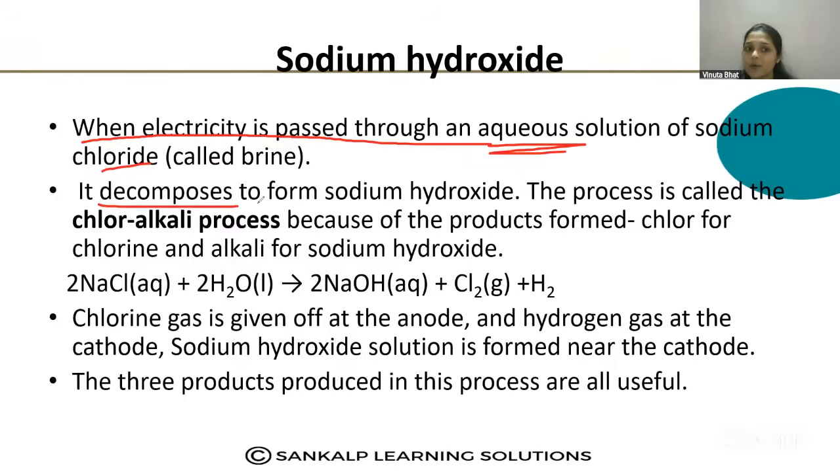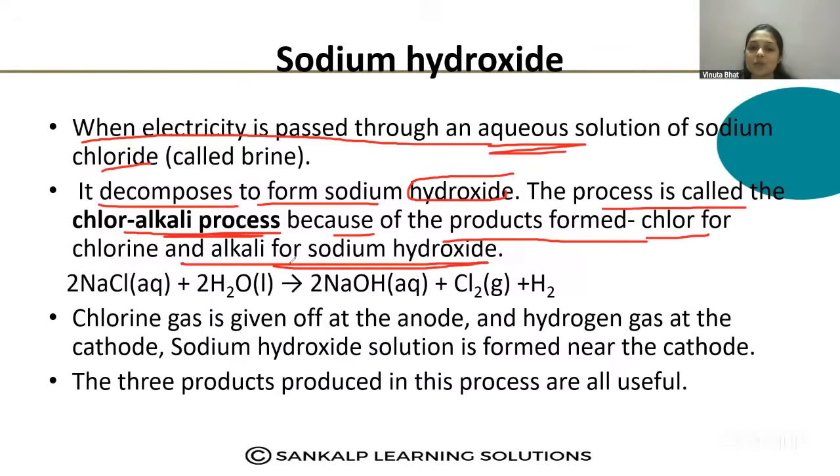It decomposes to form sodium hydroxide, and this process is called the chlor-alkali process because of the products formed: chlor for chlorine and alkali for sodium hydroxide. Okay, so let us study this with the diagram.